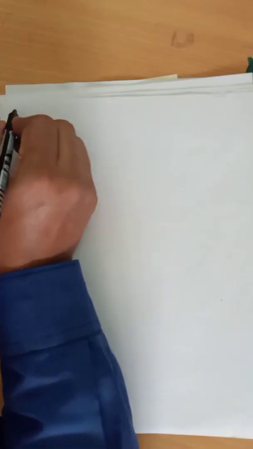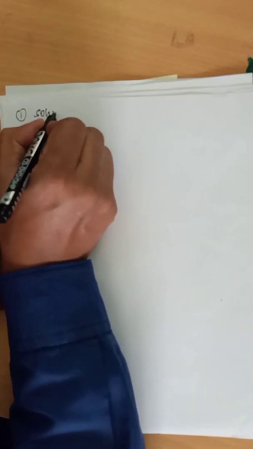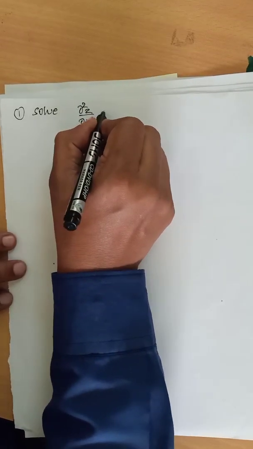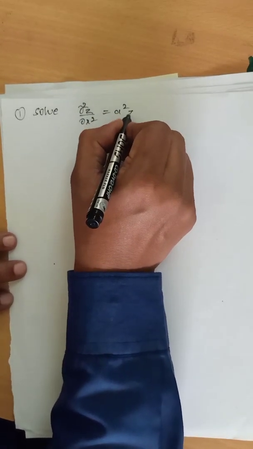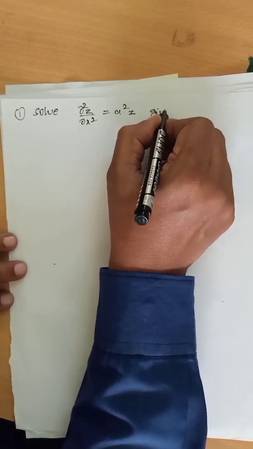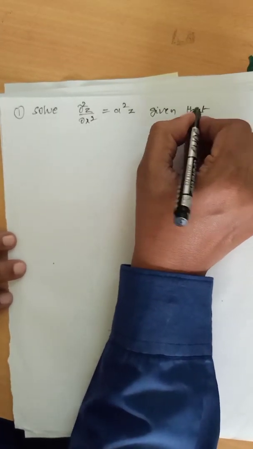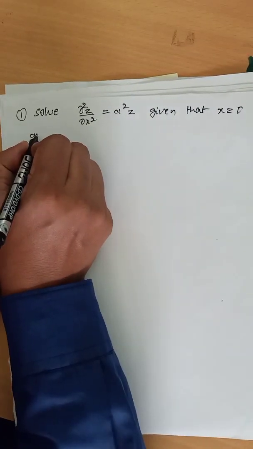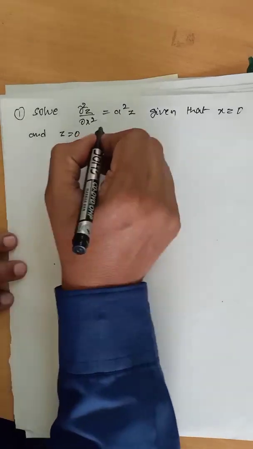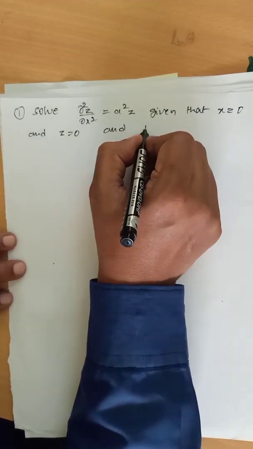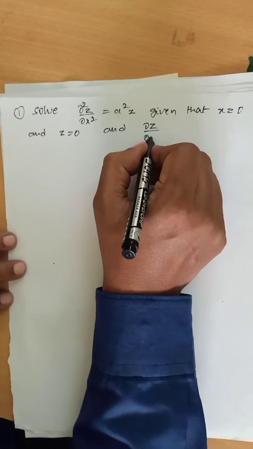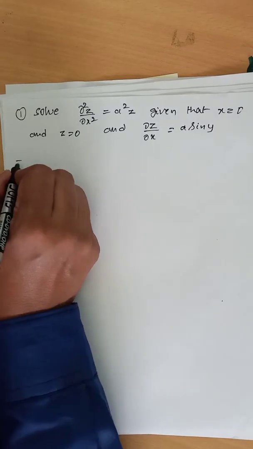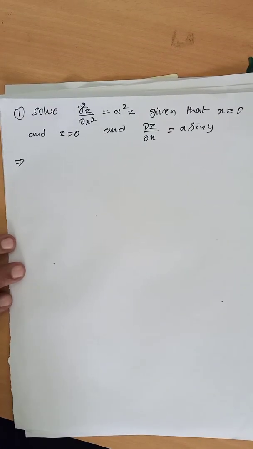Solve ∂²z/∂x² = a²z, given that x = 0 and z = 0. Another initial condition, ∂z/∂x = a sin y. Solution.